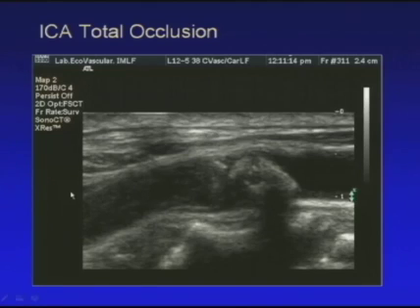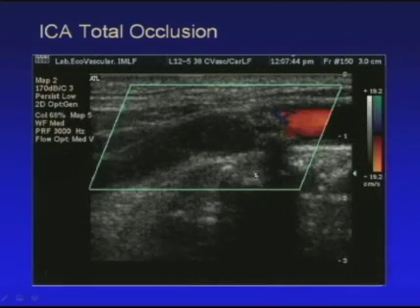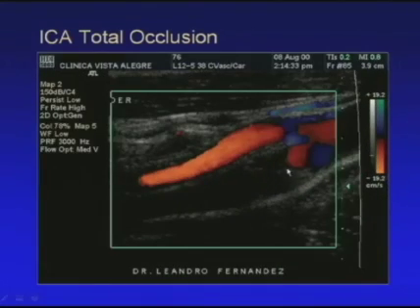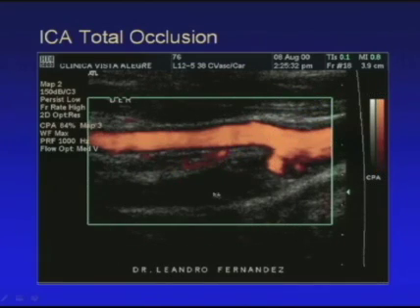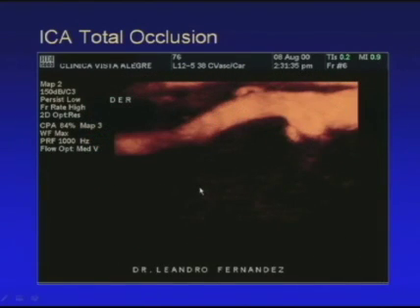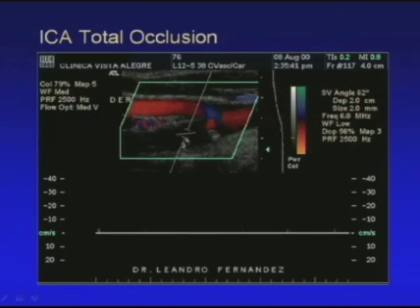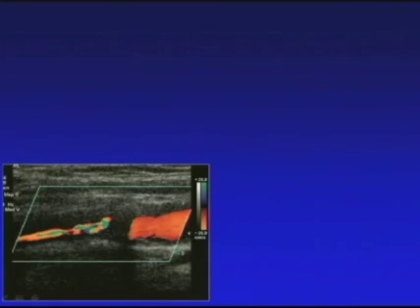In some cases, we can observe a total occlusion of the vessel. There is an important atheroma here, totally occluding the lumen of the vessel with no color Doppler signal, again, no power Doppler signal. It's absolutely silent on 3D, and here no spectral analysis can be obtained because of the total occlusion, 100%.